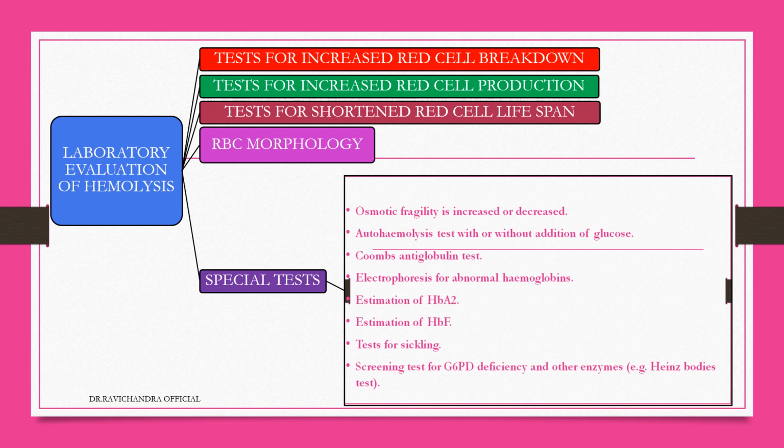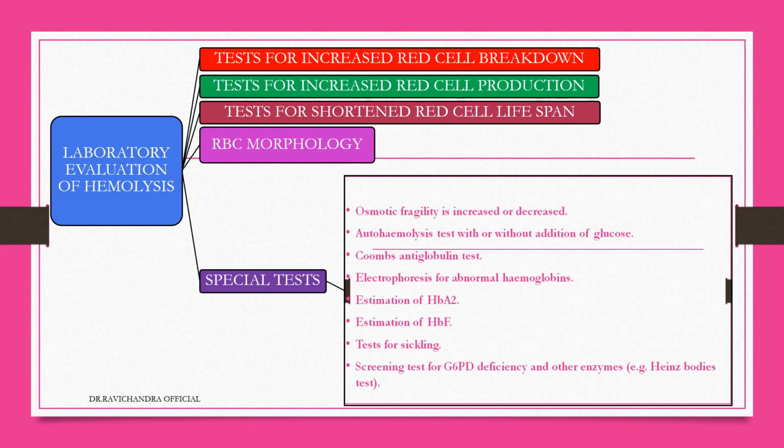Coming to the special tests, osmotic fragility test is increased or decreased in hemolysis, and autohemolysis test with or without addition of glucose will also be helpful in evaluation of the hemolysis. And Coombs antiglobulin test, that is positive in autoimmune hemolytic anemias. Direct antiglobulin test or Coombs test is positive in autoimmune hemolytic anemias. And hemoglobin electrophoresis is useful to check for the abnormal hemoglobins. And estimation of HbA2 and HbF will also be helpful in laboratory evaluation of the hemolysis.